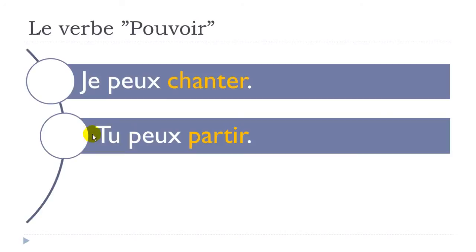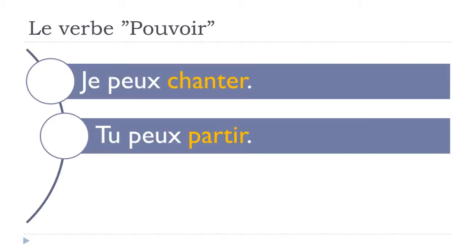Another example, tu peux partir. Partir is to leave. You can leave. Tu peux partir. Alright, same thing here. Okay, second verb, basically coming right after, of course, and then at the infinitive form.